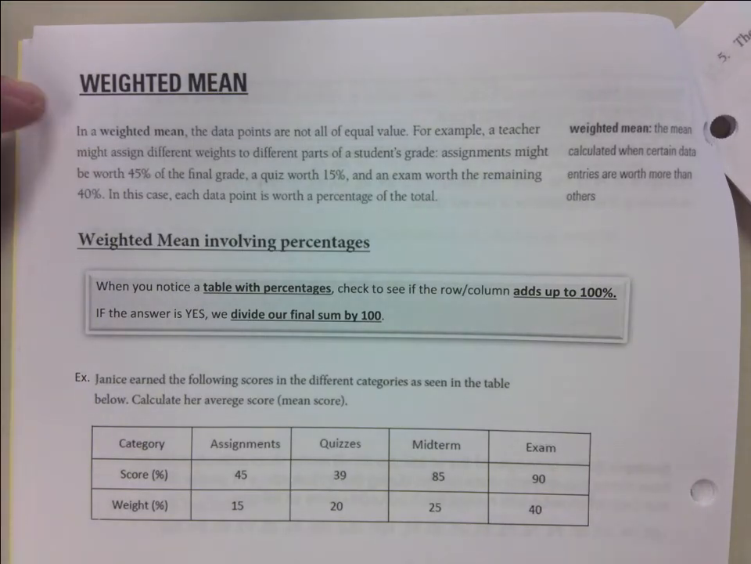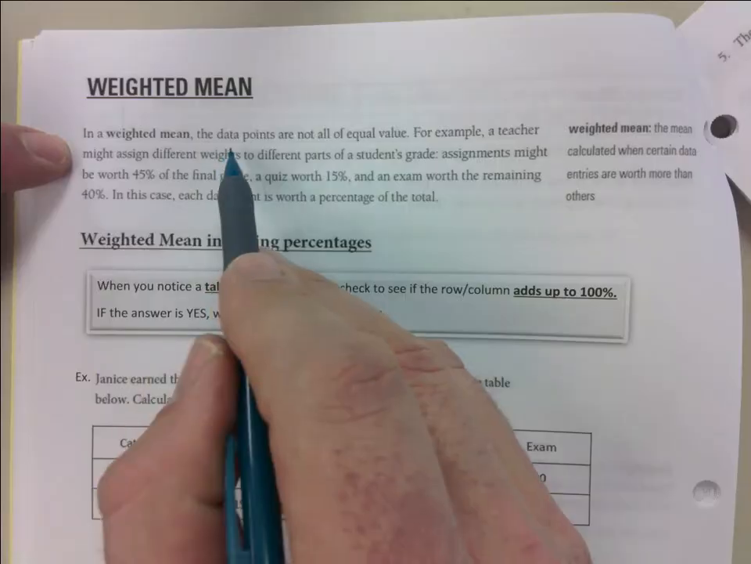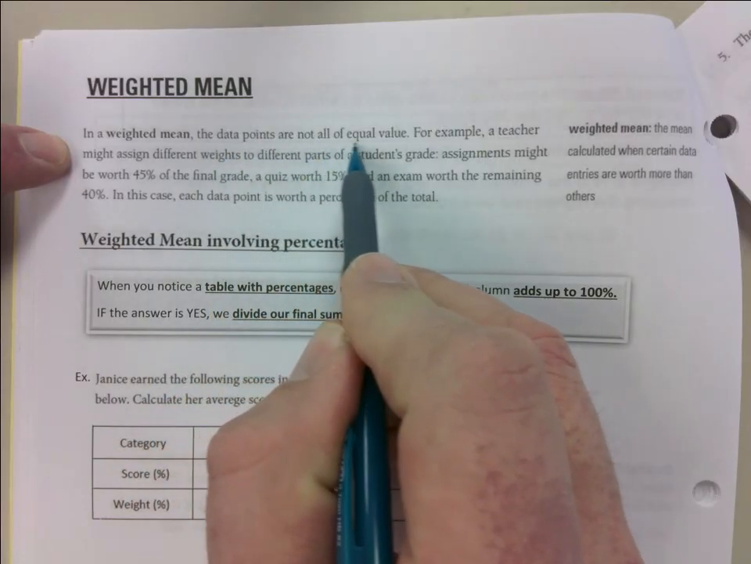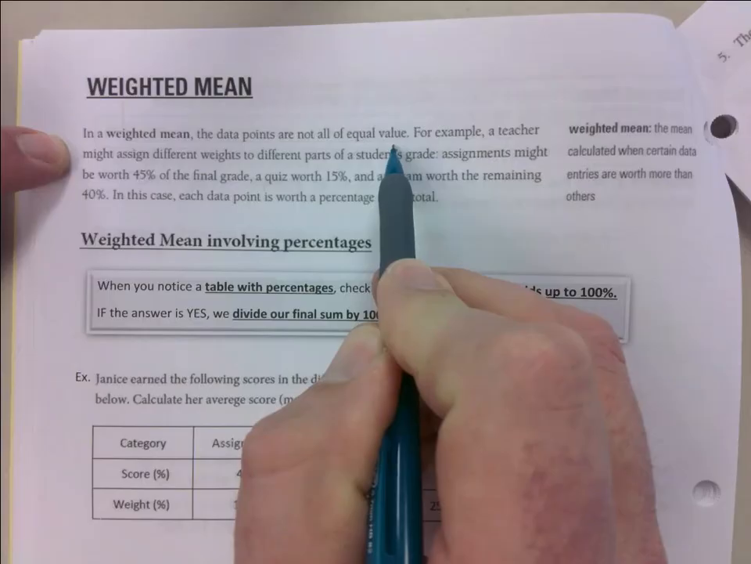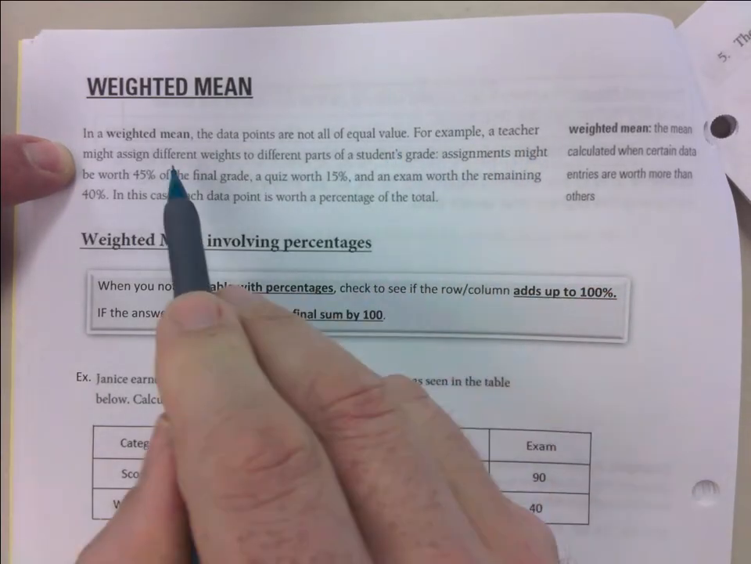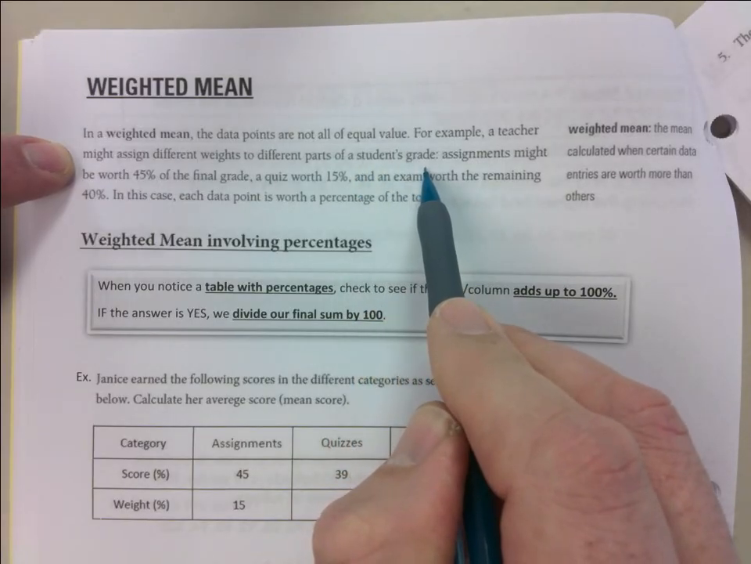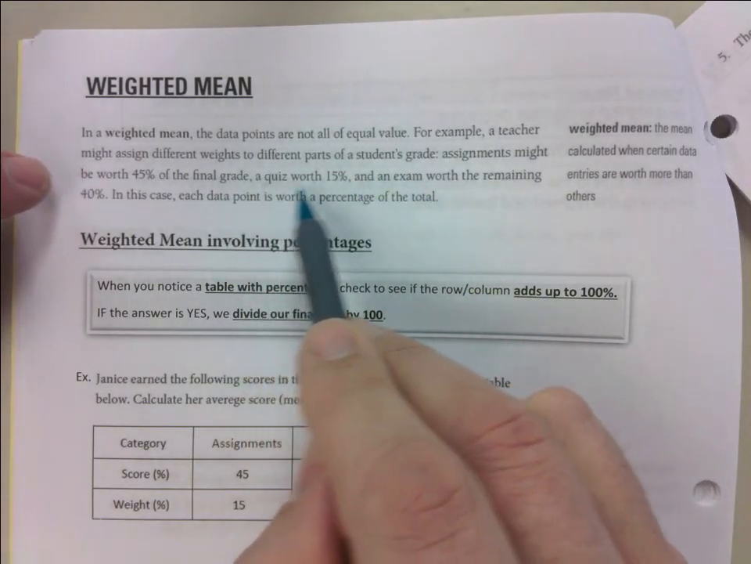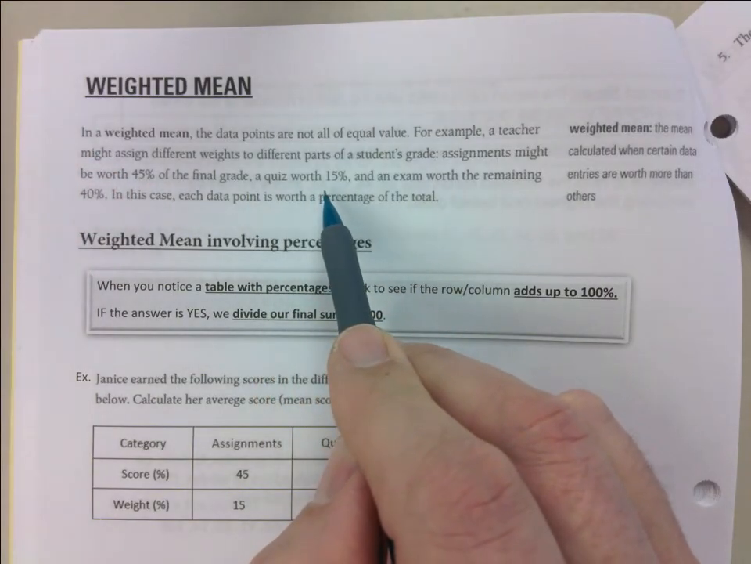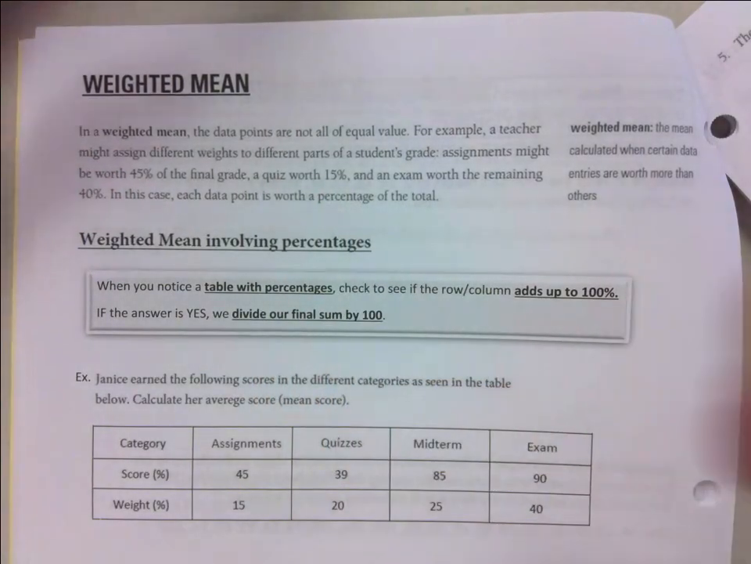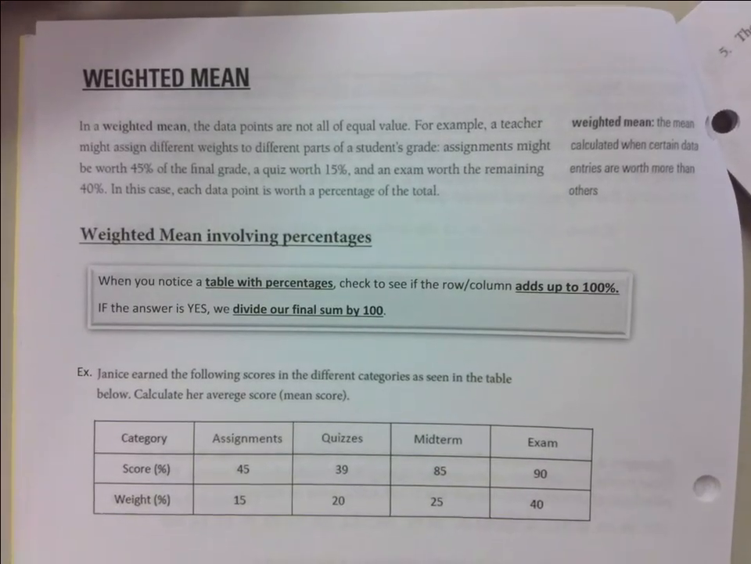So page 39, weighted mean. Data points are not all equal value, right? For example, a teacher may assign different weights to different parts of the student's grade. I think you're all familiar with that. The course outline told you that. In high school, things have different weights.